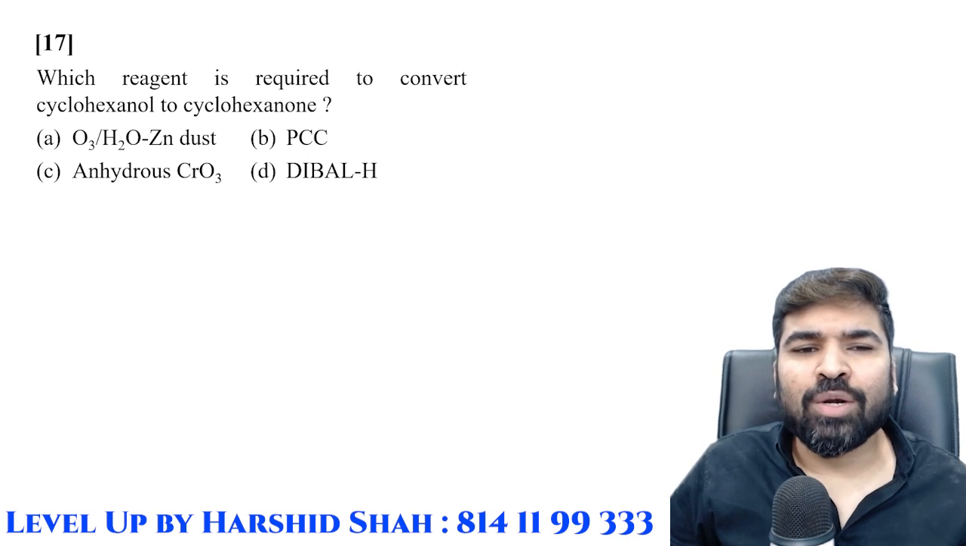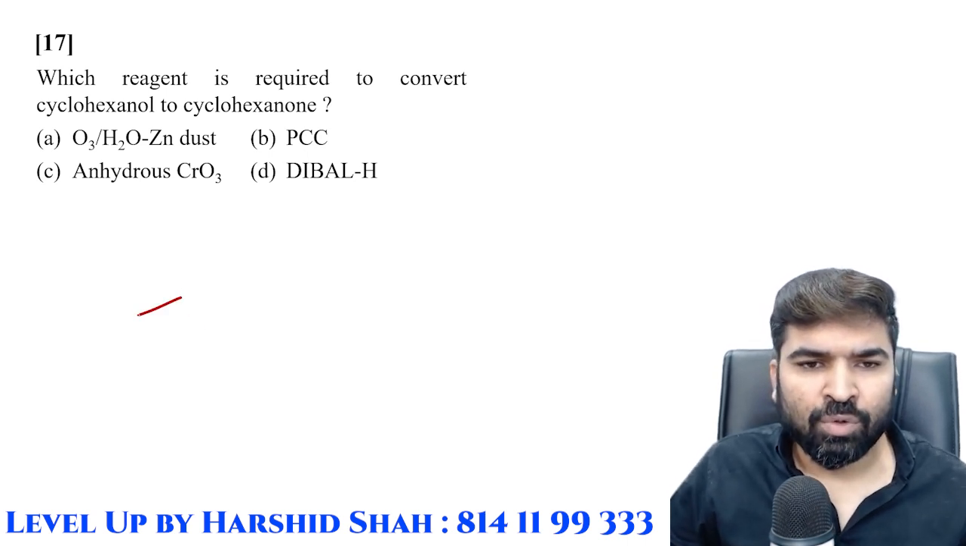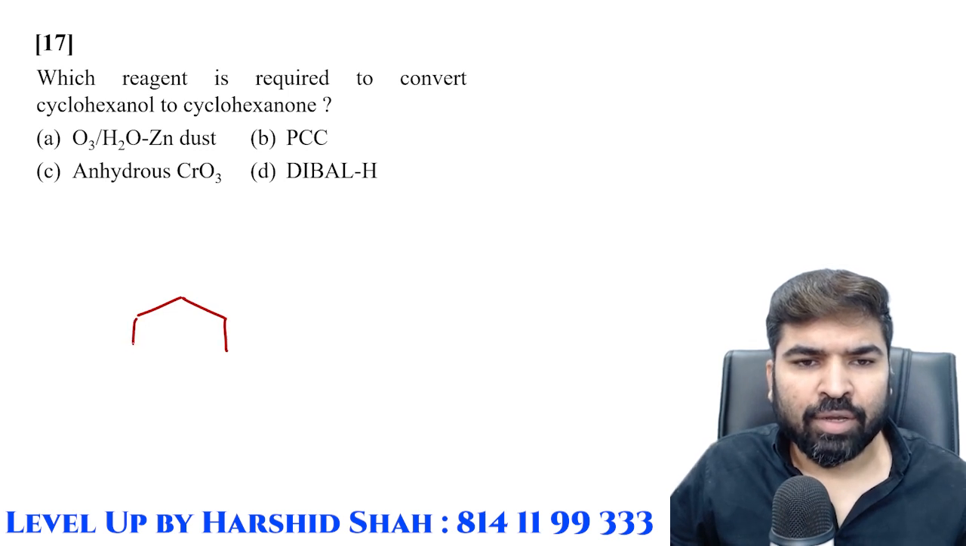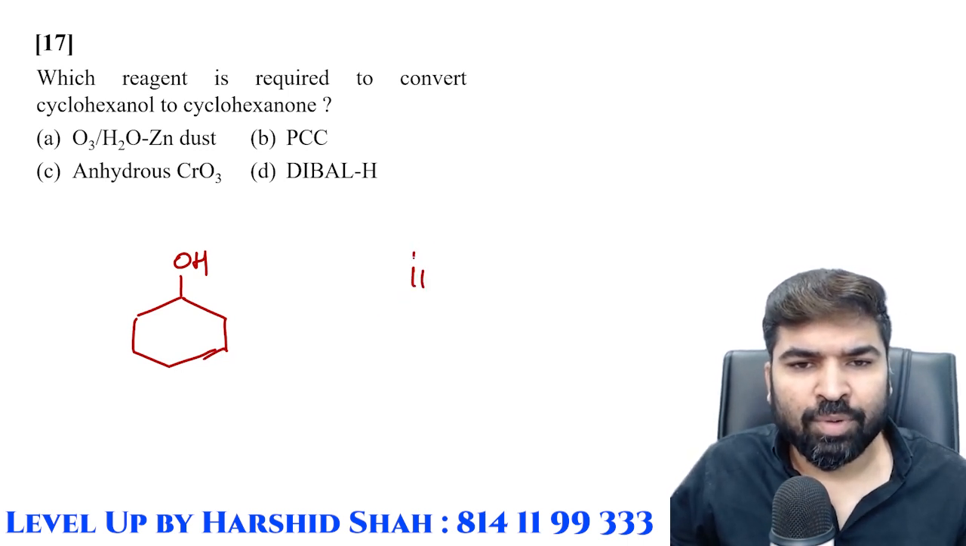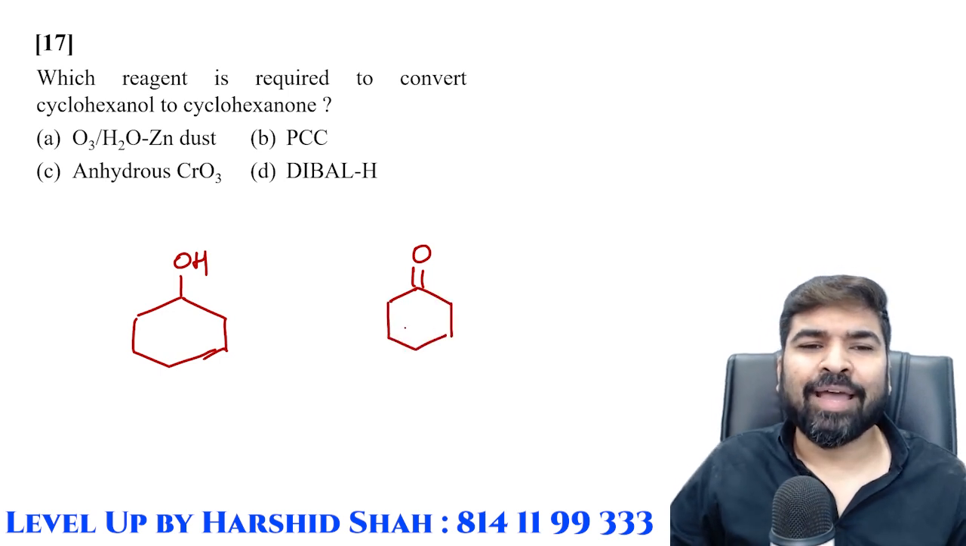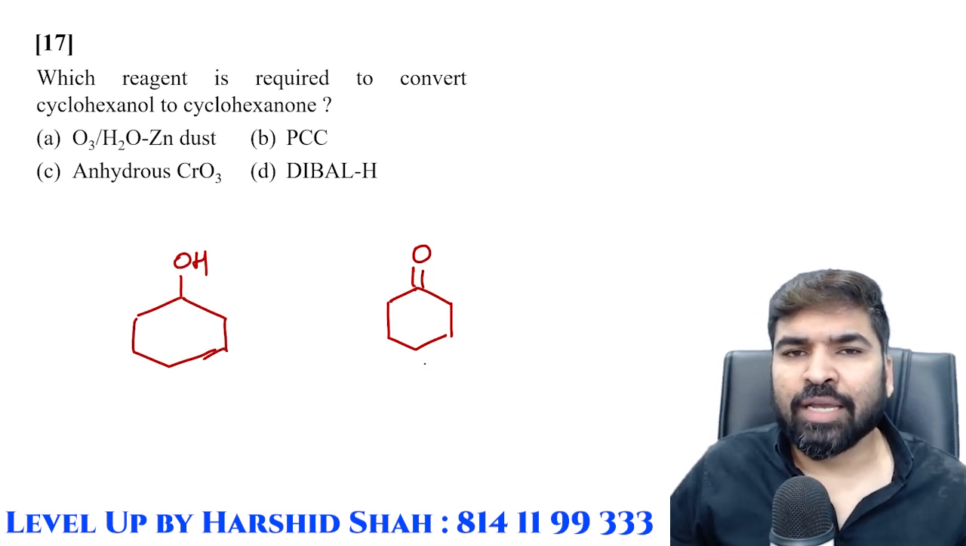Which reagent is required to convert cyclohexanol to cyclohexanone? Okay, so cyclohexanol, which is here, has the OH group, and it has to get converted into cyclohexanone, which is a double-bonded O on the cyclohexane ring. Is it the ozonolysis reaction? Is it PCC? Is it anhydrous CrO3 or DIBAL-H?